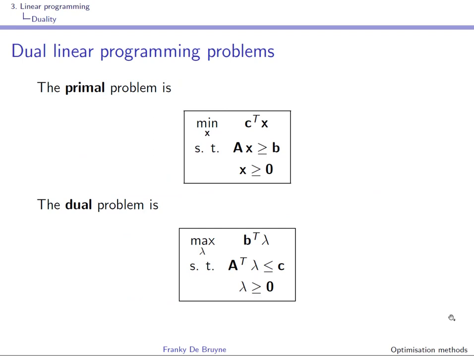So in the primal problem we have a minimization, right? And the constraints are of the type larger or equal, right? Here we have n operational variables and we have m constraints, right? In the dual problem we have a maximization problem, and the inequalities are smaller or equal constraints, right? And we have m operational variables and n constraints.